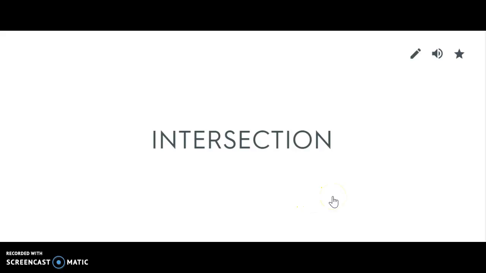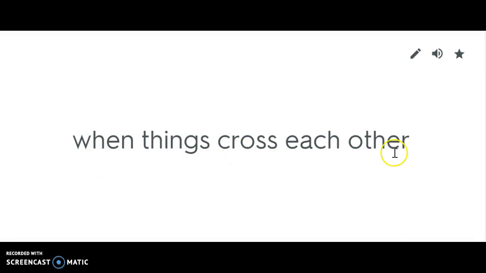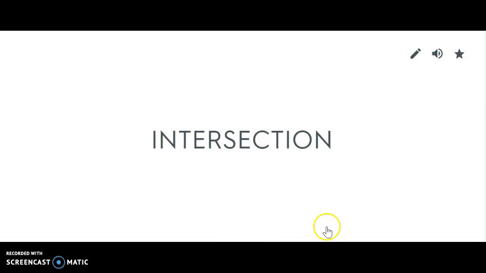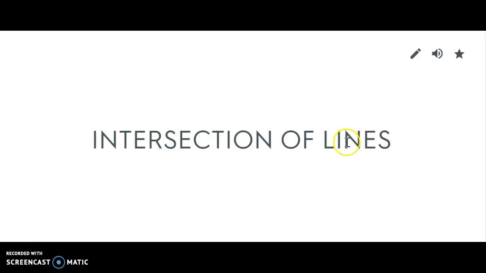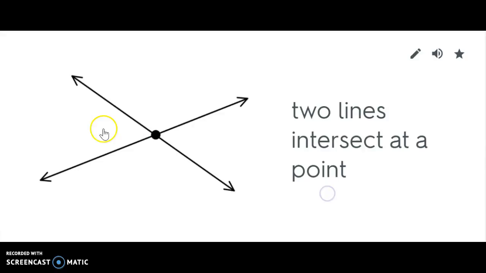An intersection is what happens when lines intersect, when things cross each other. Okay? We're going to talk about what the different types of intersections are, but intersection is when things cross each other. When you have intersections of lines, they cross right here at a point. So 2 lines intersect to make a point.